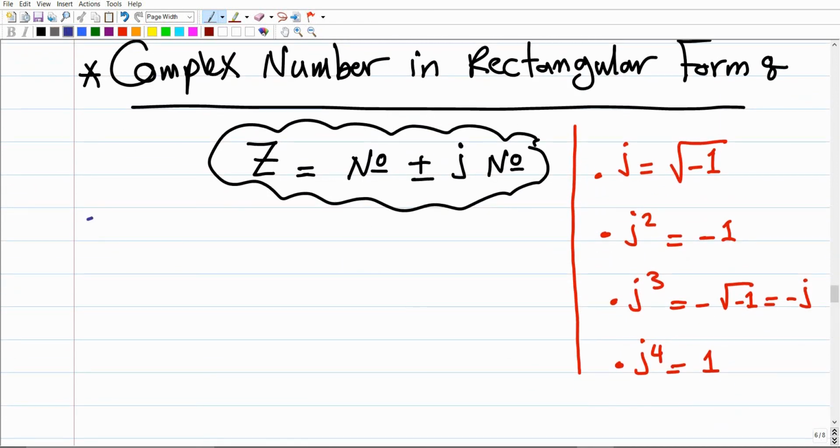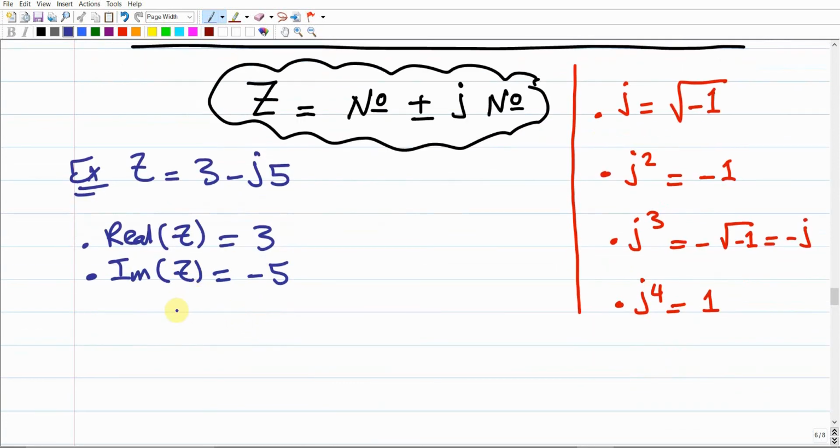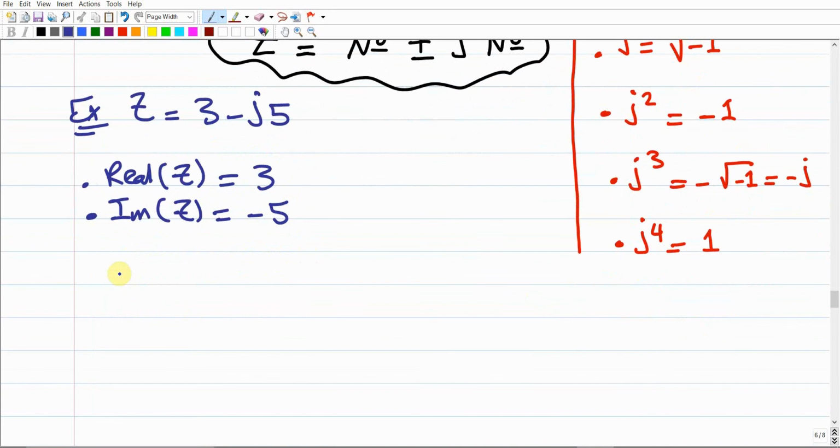For example, let us consider this example. If you are given z equals 3 minus j5, this indicates that the real part of the complex number z equals 3. Its imaginary part is going to be 5 itself. Don't include the -5. I'm sorry, it should be negative. It should be -5, because the j should just be j. So the imaginary part value is going to be -5.